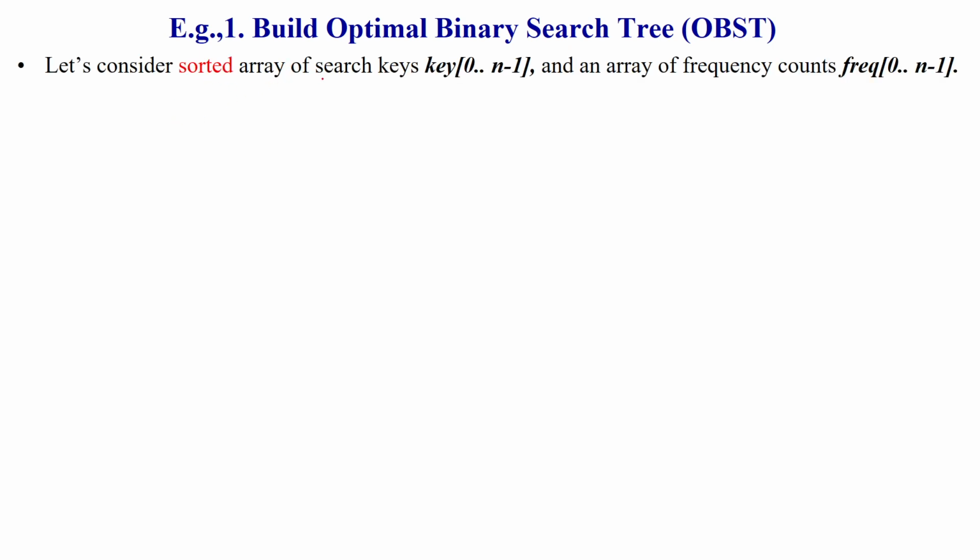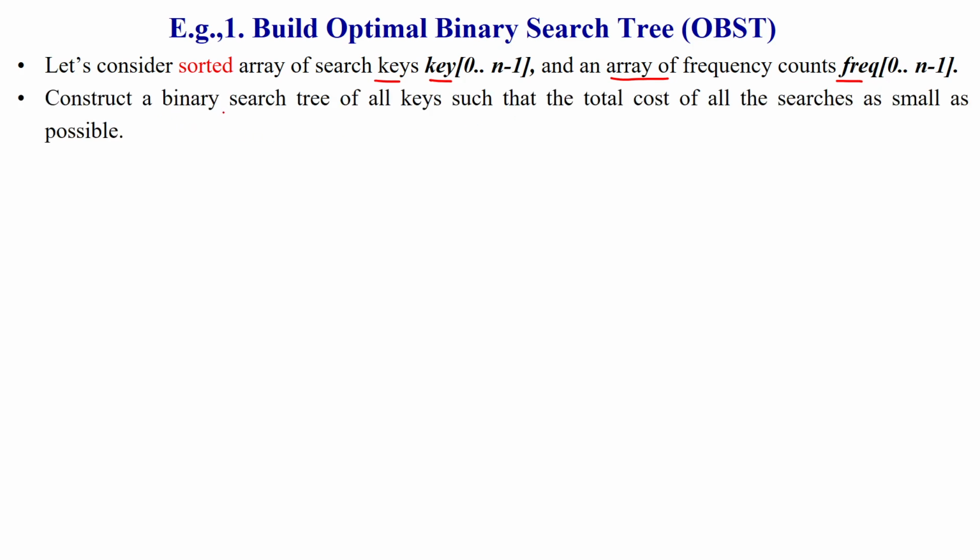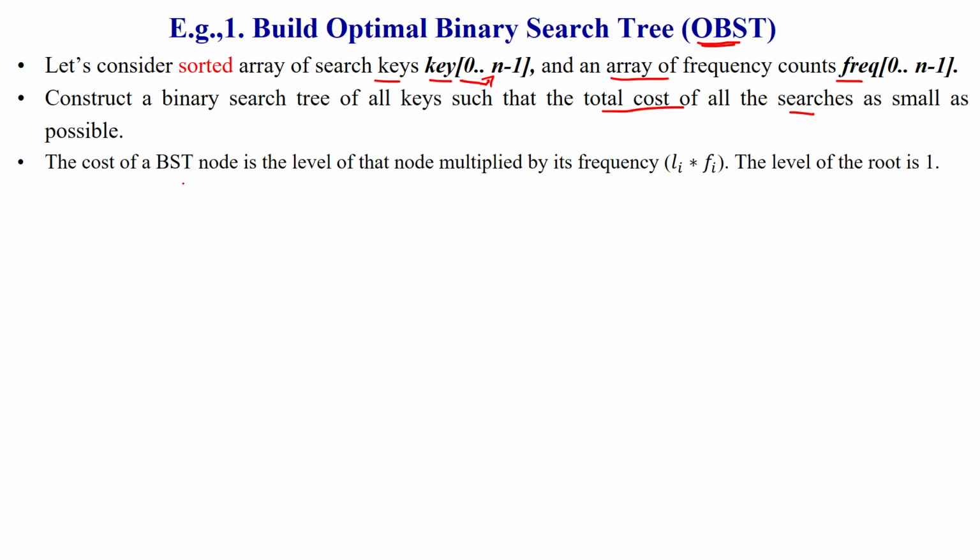Let's consider a sorted array of search keys, represented with the variable name key, from index 0 to n minus 1, and an array of corresponding frequency values, with the variable frequency, from index 0 to n minus 1. We have to construct a binary search tree with all the keys given here such that the total cost of all the searches is as small as possible. That means we have to find the optimal binary search tree, which should give minimum search cost when you are searching for a value in this binary search tree.